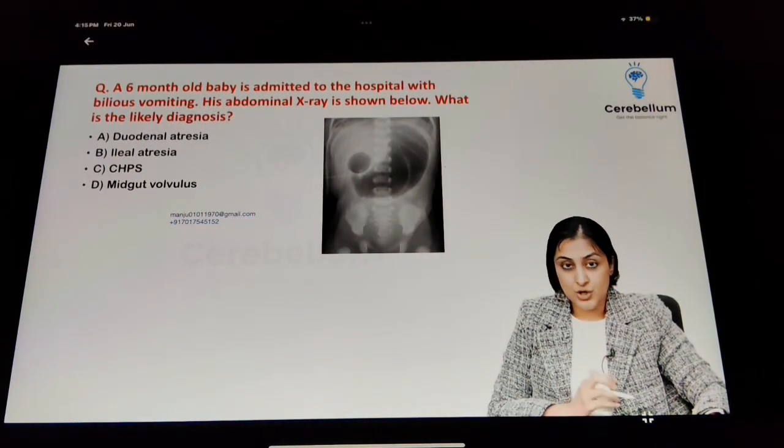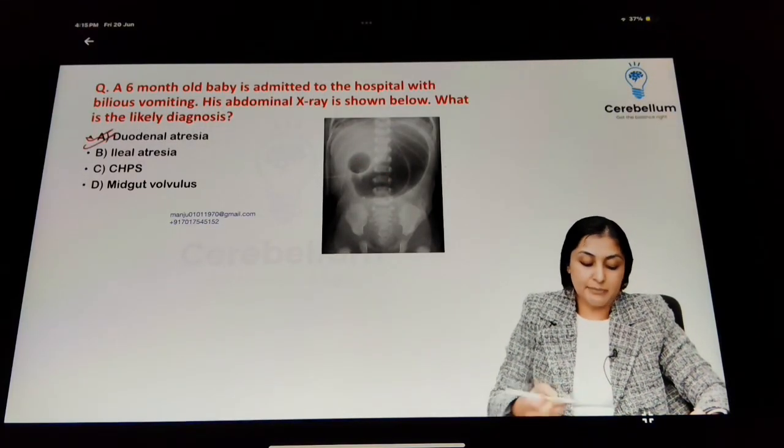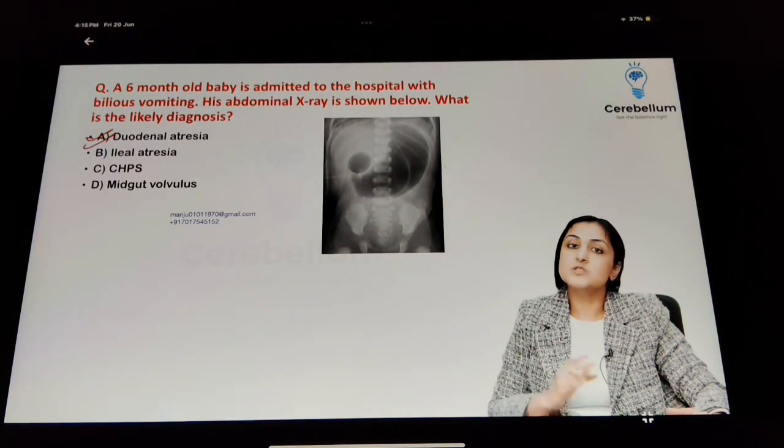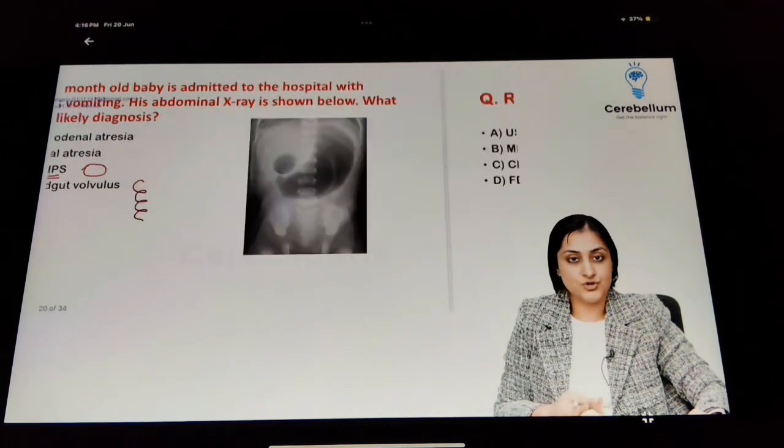Now let's look at the questions here. So we have a 6-month-old baby with bilious vomiting. We already discussed this. You can see these 2 bubbles here. So what is it? Double bubble sign, duodenal atresia. If it is 3 bubbles, it's triple bubble. If you see a single bubble, then it is CHPS. Midgut volvulus we have seen was the corkscrew appearance.